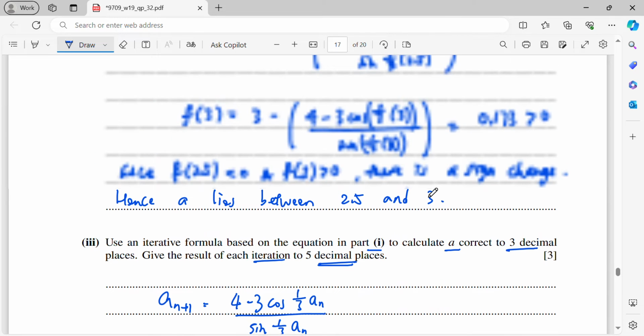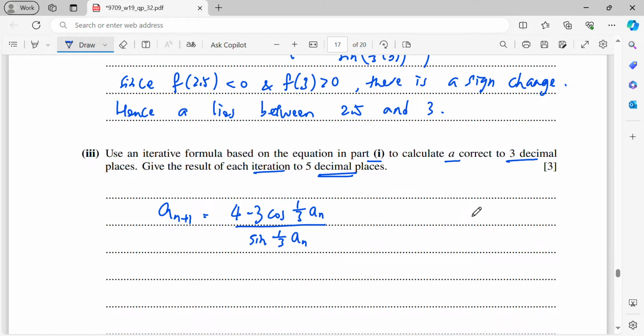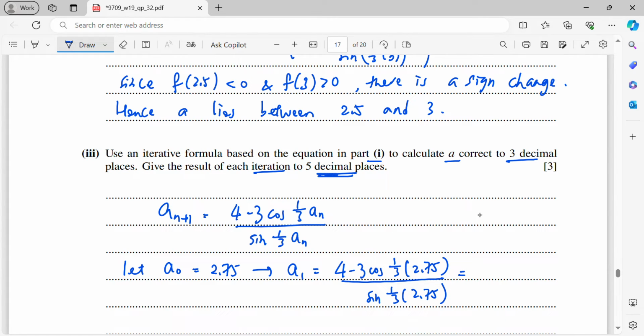So since your previous part, we have proven that a lies between 2.5 and 3. That means you can choose your a naught, which is the initial a, as 2.5, 3, or any other numbers in between this interval. So I will let my a naught be the value in between, which is 2.75, the middle value. Then now you just replace accordingly. So a1 will be 4 minus 3 cos 1 over 3 times 2.75, then divided by sine 1 over 3 of 2.75. And now 5 decimal places, so that will be 2.74024.